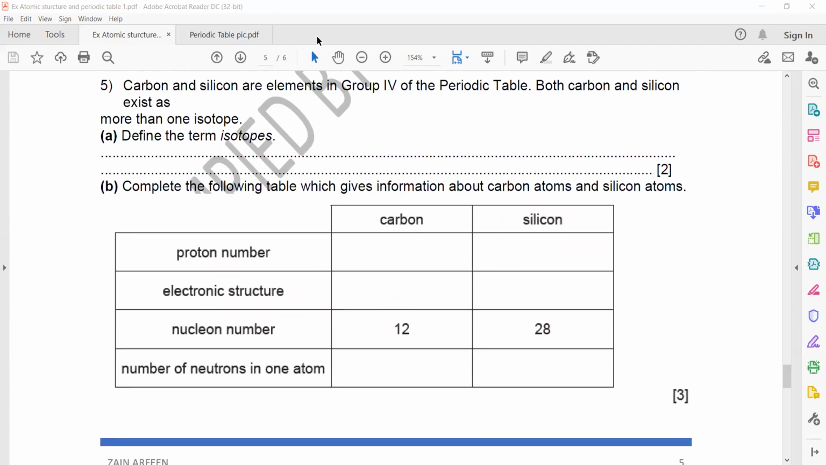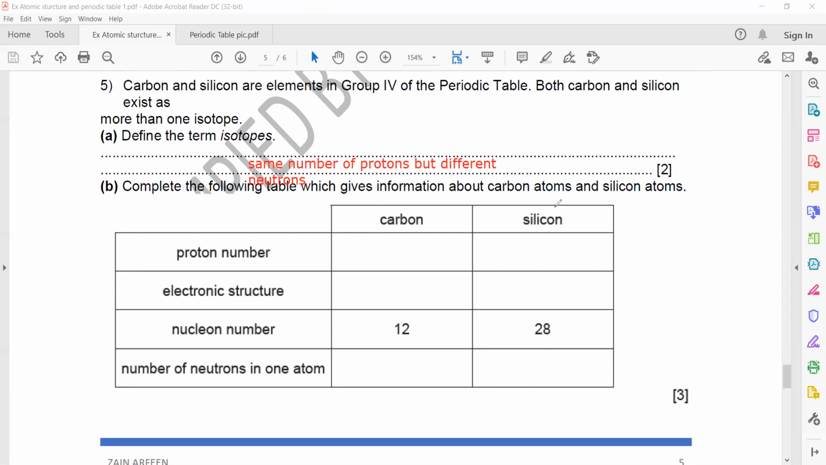Then define the term isotope. How do we define the term isotopes? Atoms of the same element, they have the same protons but different neutrons. So they are referred to as isotopes.